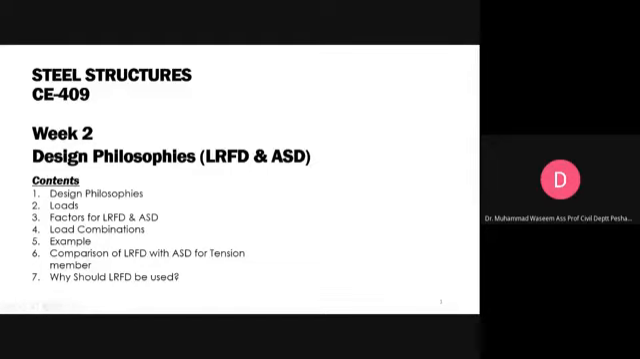Bismillahirrahmanirrahim. Welcome to week 2 in steel structures. In this lecture we will talk about the design philosophies which we will follow for the design of steel structures. In the coming classes, we will discuss the design of different structural steel members like tension members, compression members, and beams. In order to design those members, we have to follow certain procedures or design philosophies.